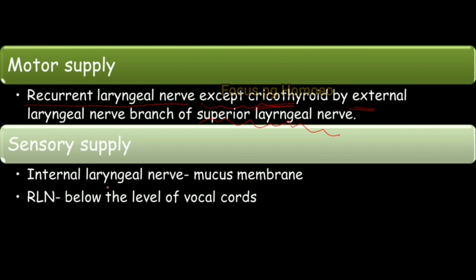Then comes sensory supply. In case of mucous membrane, the supply is by the internal laryngeal nerve, and the recurrent laryngeal nerve gives supply below the level of vocal cord. So remember, in case of motor supply, recurrent laryngeal nerve supplies everyone except the cricothyroid, which is supplied by external laryngeal nerve, a branch of superior laryngeal nerve. Then sensory supply: internal laryngeal nerve for mucous membrane, and recurrent laryngeal nerve below the level of vocal cords.